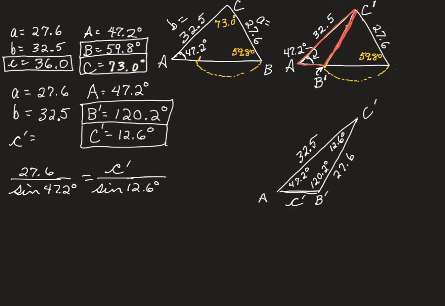Set up your proportion as usual with side A over the sine of angle A, the things that you knew from the beginning. We are still looking for C prime. It goes in the numerator, and underneath that goes the sine of angle C prime, or the sine of 12.6. Cross multiply, solve for C prime, and you should get 8.21. And we are done. We have solved both triangles that can result if you know an angle, its opposite side, and another side, or angle, side, side.